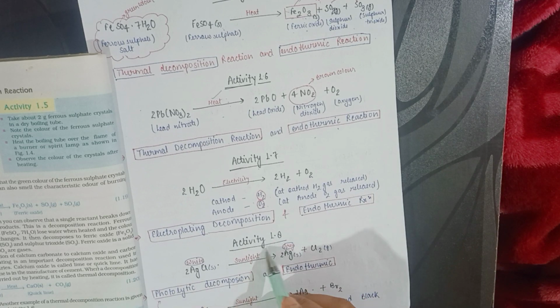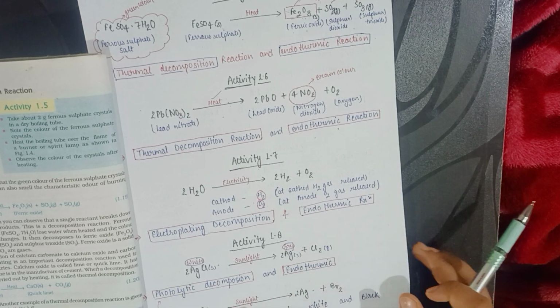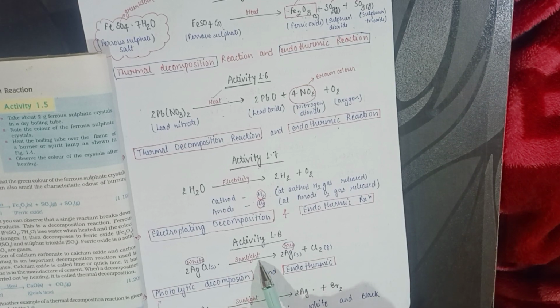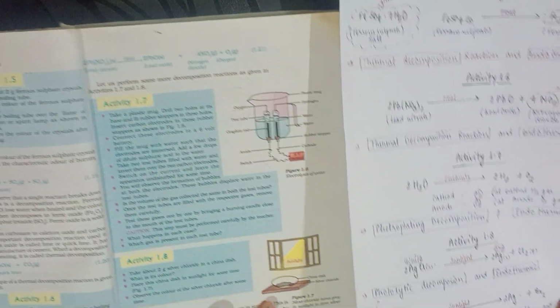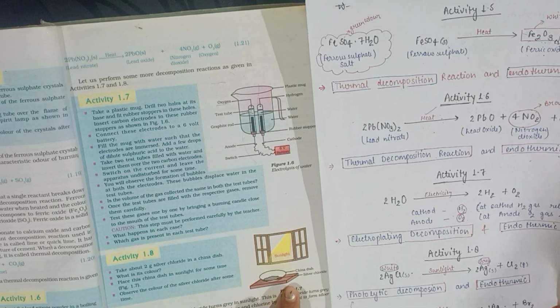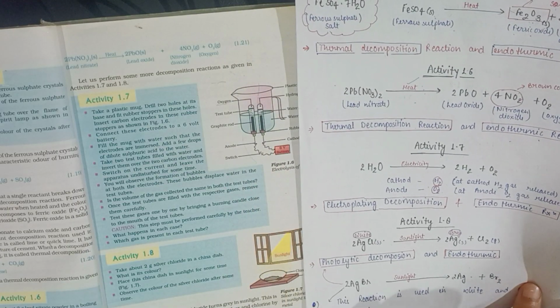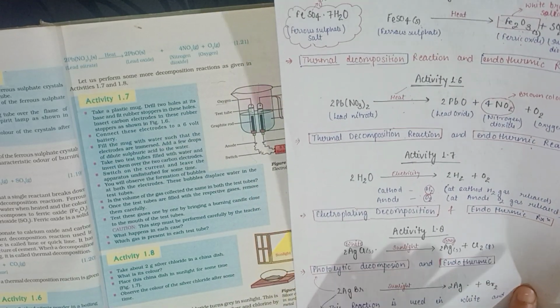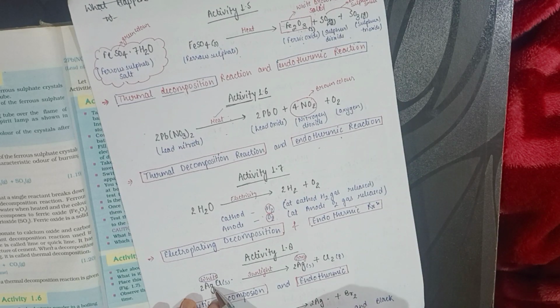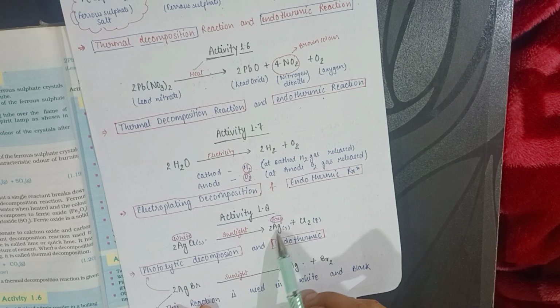Now activity 1.8. In activity 1.8, we take AgCl, silver chloride. When we take 2 grams of silver chloride in a china dish, it breaks into Ag and Cl2. AgCl is white in color, and Ag, meaning silver, is gray in color.